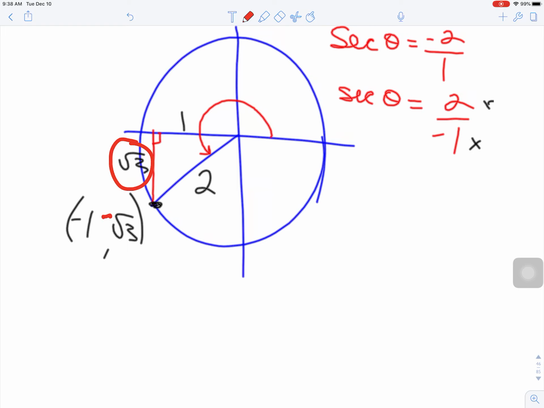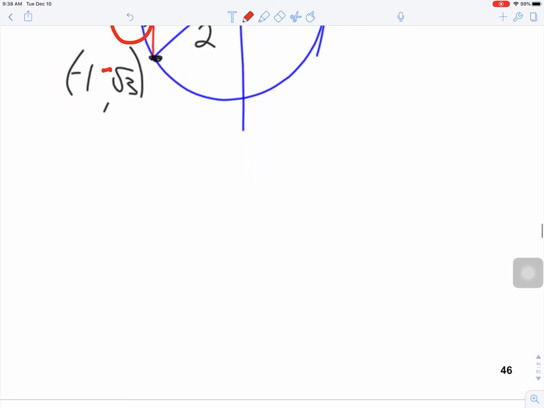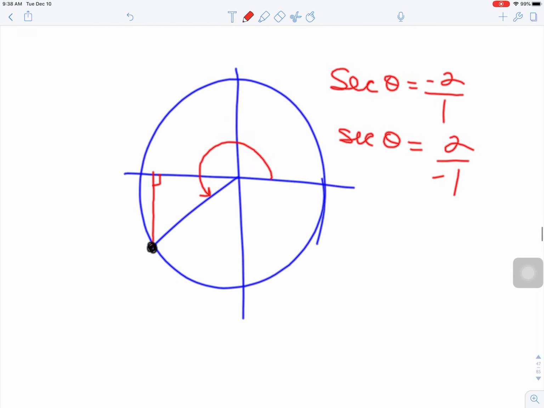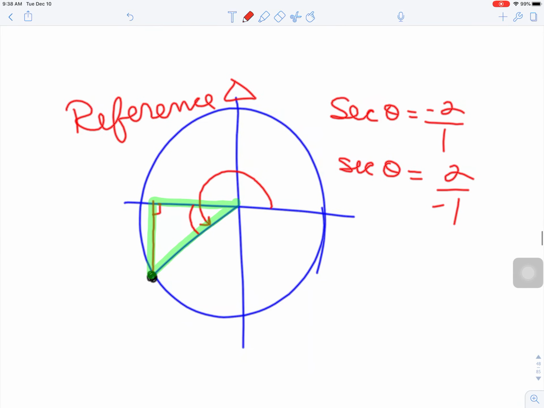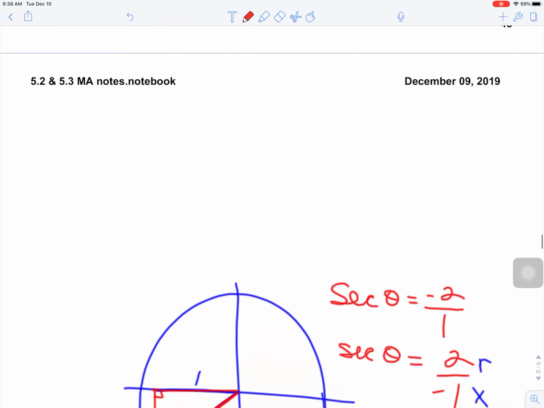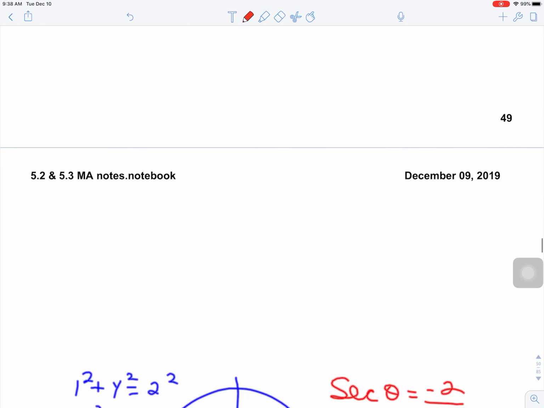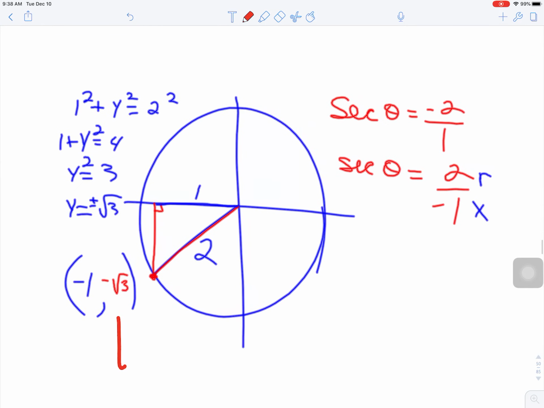Inappropriately, I did not put the negative there. That should be a negative sign on that point. So, yep, there's the reference triangle. Catching up to my notes here. And there it is. This time I've got the negative on there.